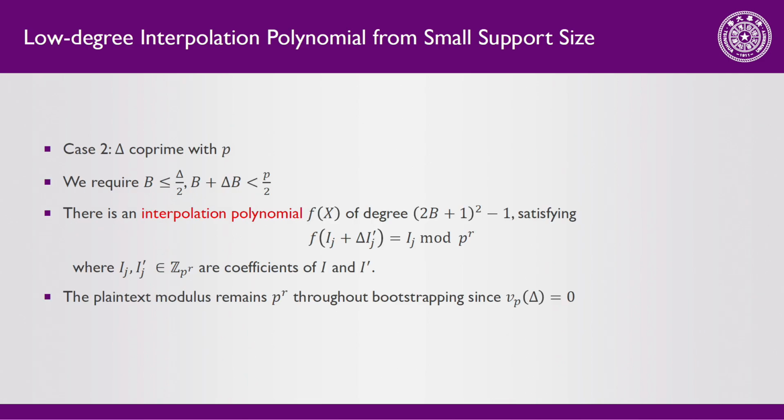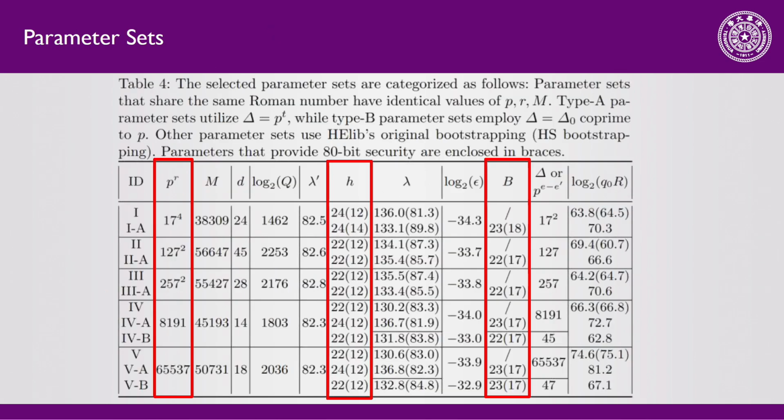In the second case, where delta is coprime with p, we additionally require that B plus delta B is less than half of p. And we can have an interpolation polynomial f(x) of degree (2B+1)^2 minus 1, which can compute a modular reduction against delta on the coefficients of I plus delta I prime. We note that in this case, the plaintext modulus during bootstrapping will remain p to the power of r because delta is coprime with p. And this may save some extra modulus during bootstrapping.